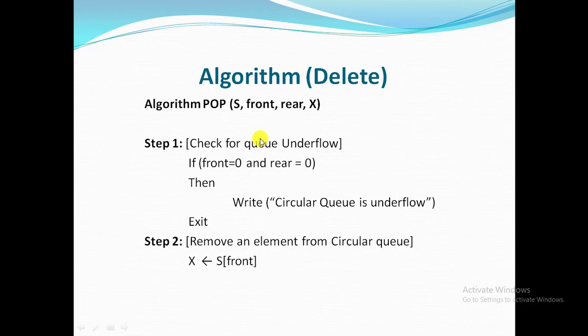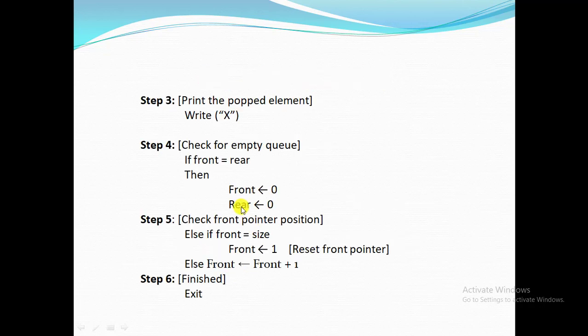Next we'll see the algorithm of delete operation. In the first step we have to check the underflow condition. If front is equal to 0 and rear is equal to 0, then we can directly print circular queue is underflow. Then remove an element from the circular queue. That means x will be the element which is pointed by the front pointer. Then we print the value of x which is deleted.